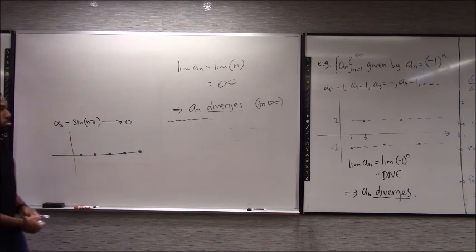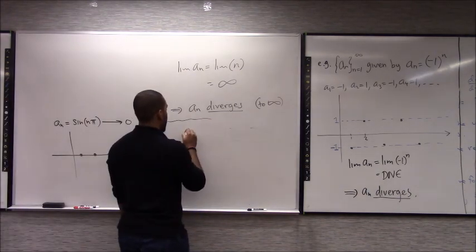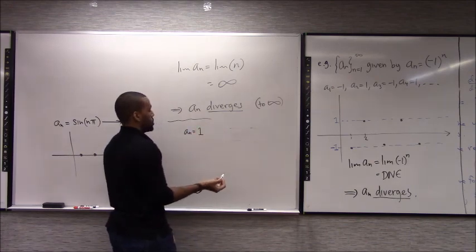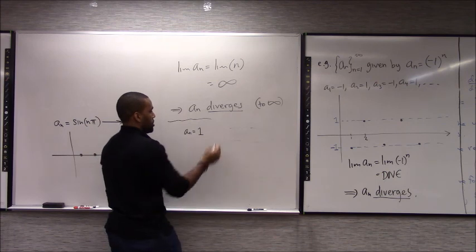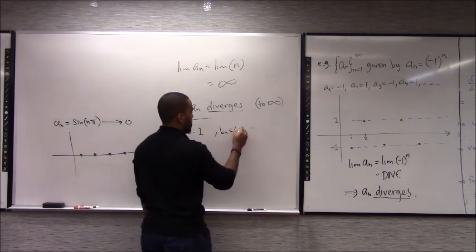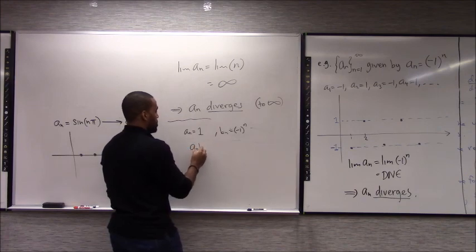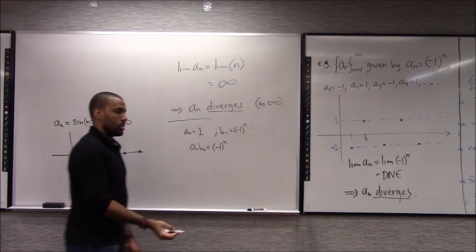So, for example, if I take a_n equals just 1, it's always the sequence 1, right? And then I take b_n to be (-1)^n. And then I create the sequence a_n times b_n. What would that create? Well, it actually just creates a divergent sequence.